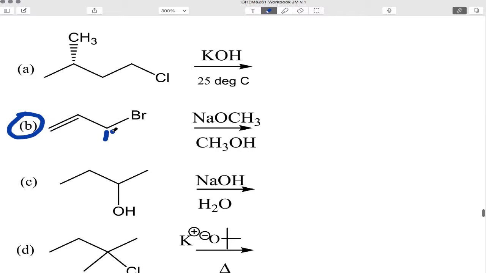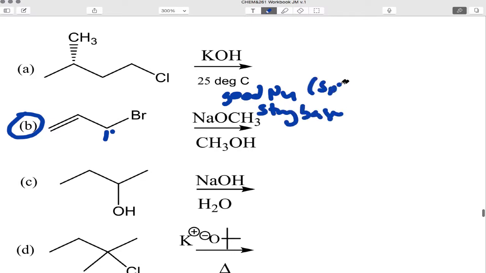This is primary allylic. Remember, allylic means through resonance stabilization, carbocations are okay, and also nucleophiles are okay to come in because the pi system's over here, so it's not going to be too sterically hindered to attack here. So I've got a good nucleophile, but it's also a strong base. So I've got two options for this. I've got SN2 because it's a good nucleophile, but E2 because it's a strong base.